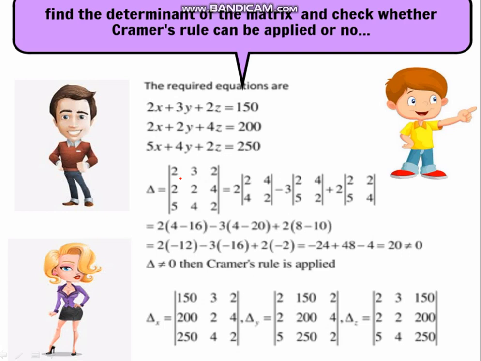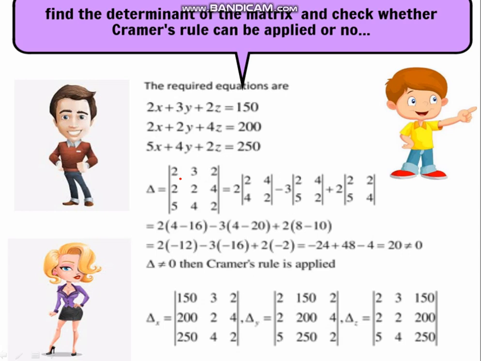Then we found the value to be 20, which is not equal to 0. Now since delta is not equal to 0, Cramer's rule can be applied. Now we have to find out the values of delta x, delta y and delta z. How do we go about that?